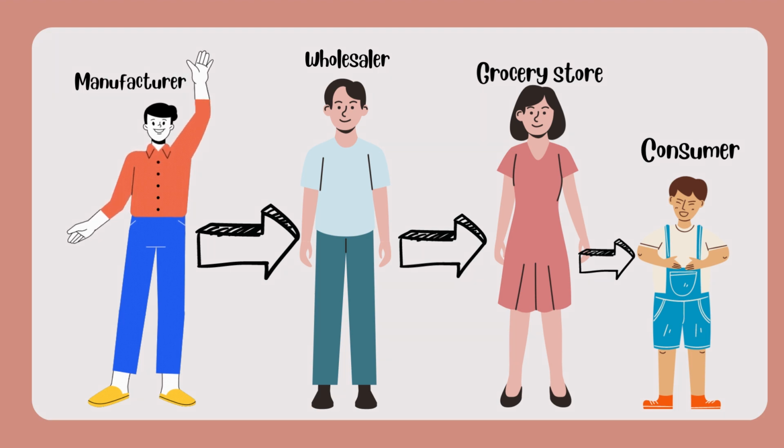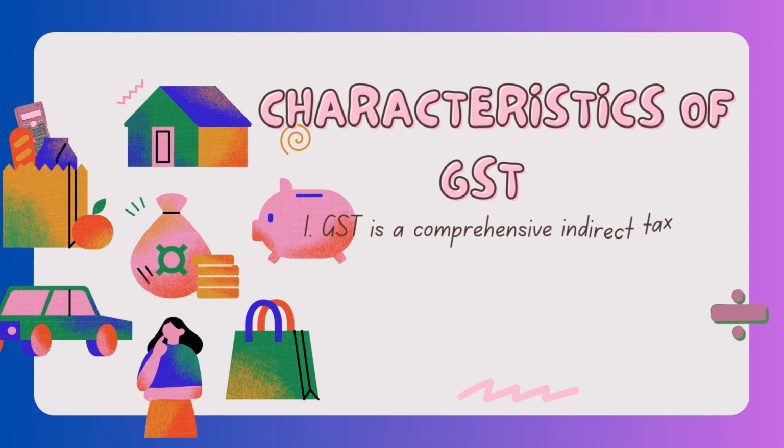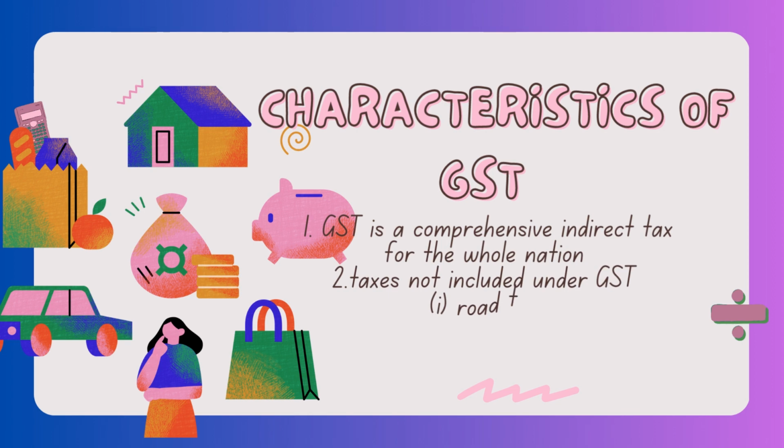GST is a comprehensive indirect tax for the whole nation. It makes India one unified common market. Taxes which are not included under GST are road tax, toll tax, property tax, electricity duty tax, entertainment tax, taxes on liquor, etc.